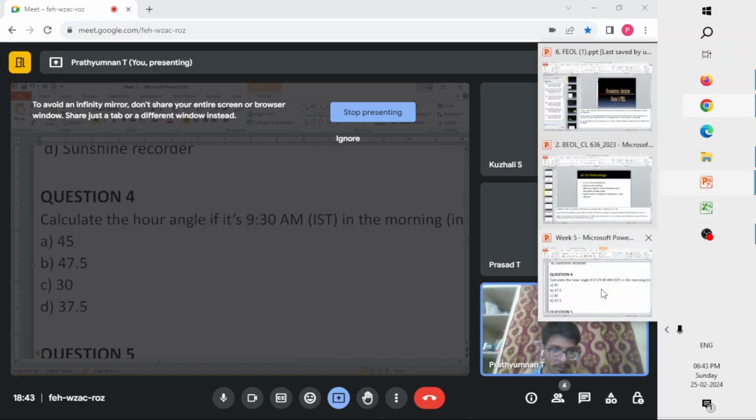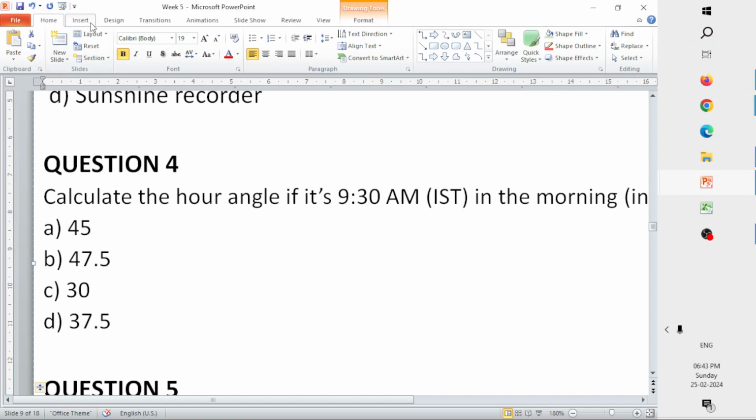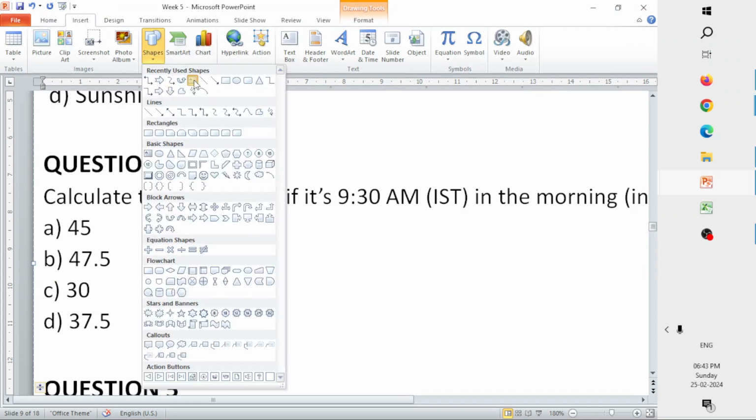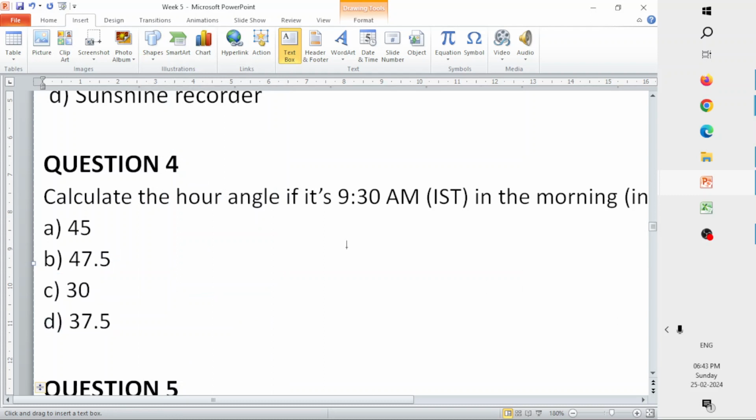So let me just write the formula. How do you calculate the hour angle? The hour angle is calculated as omega equals solar time, or you can take IST time, minus 12, into 15 degrees. The reason why it is 15 is because the earth rotates 360 degrees and it takes 24 hours to rotate that 360 degrees. So for 1 hour it will rotate 360 by 24 degrees, which is nothing but 15 degrees.